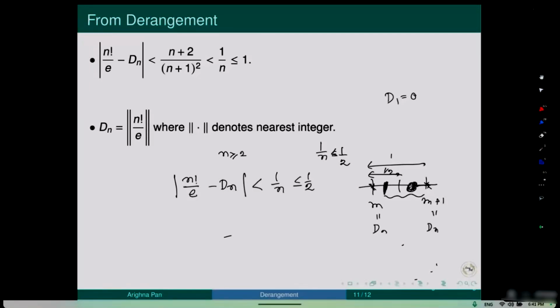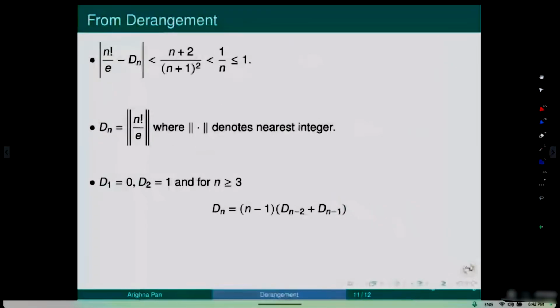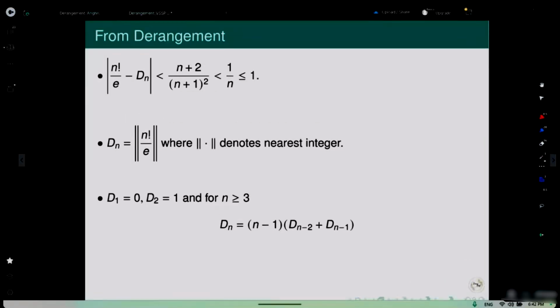So this too we can see, what we are getting from the derangement. And there is also a recurrence relation, that is, if we have D_1 equal to 0, D_2 equal to 1, then for n greater than or equal to 3, we should have D_n equal to n minus 1 into D_(n-2) plus D_(n-1). Okay. So this is also very easy. Just let me add some paper here.